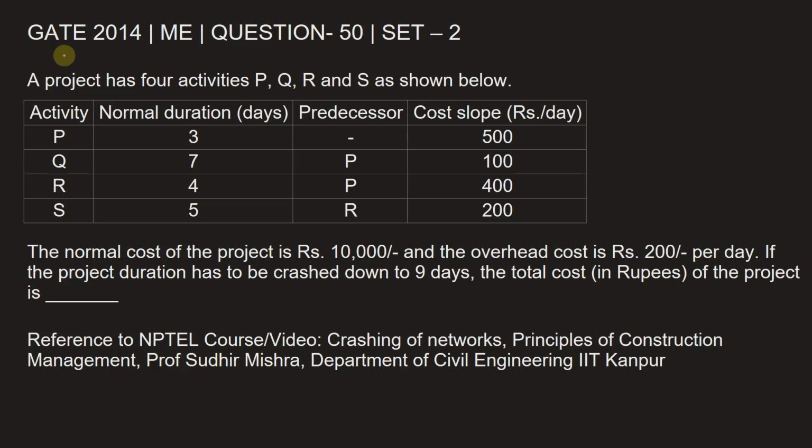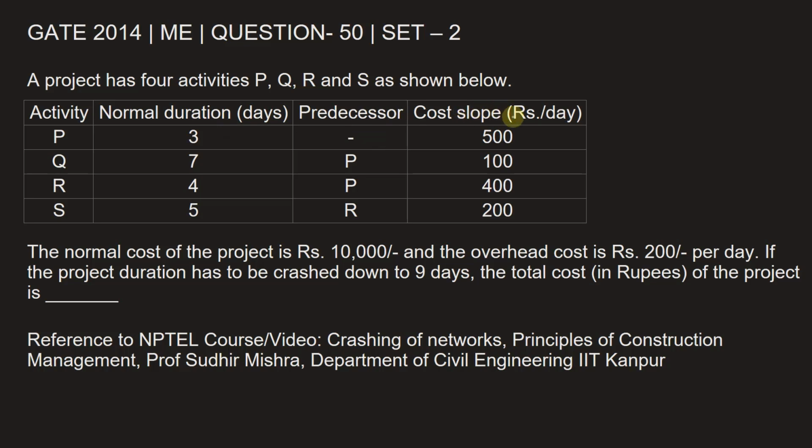This question is from GATE 2014 Mechanical Engineering Paper Set 2, question number 50. A project has 4 activities P, Q, R and S as shown below. Activity P has a normal duration of 3 days. It's the first activity, so there is no predecessor.